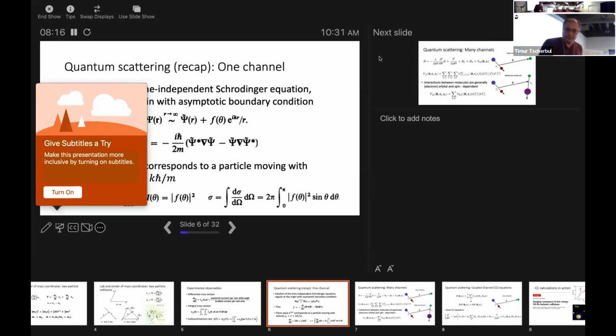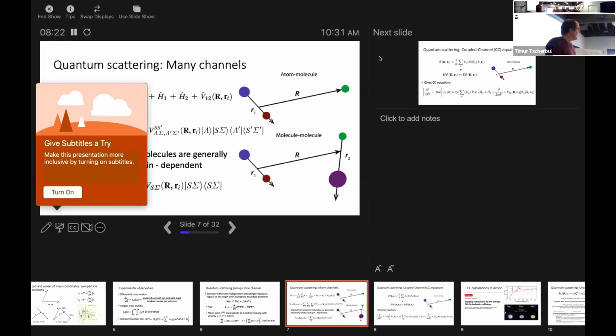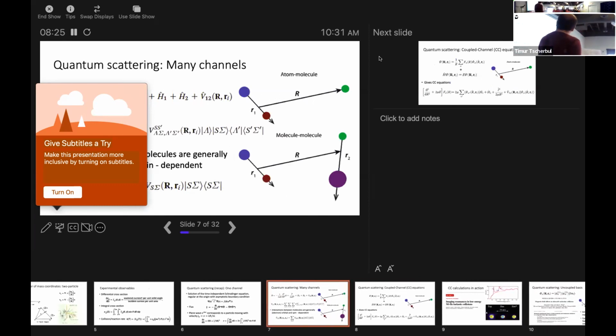Okay, but still, if you know the differential cross-section, you know pretty much a lot about the quantum scattering process. And so we go from one to many channels now. So now we're going into molecules, right? So molecules have a complicated structure we talked about yesterday. So let's say we have an atom-molecule system. An atom is hitting a molecule, right?